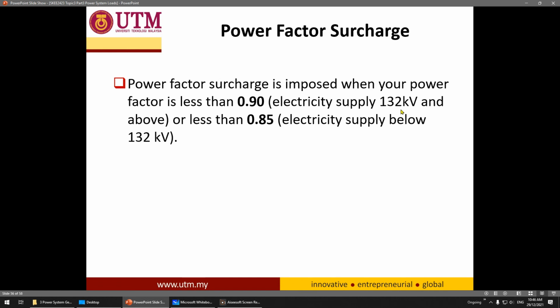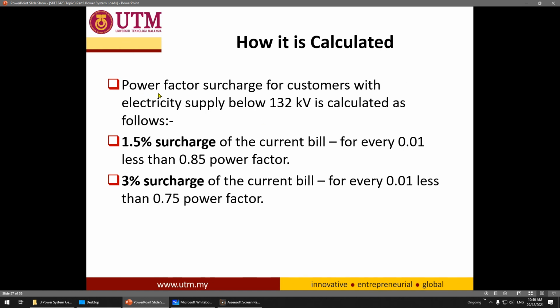For 132 kV, and if you are lower than 132, it is 0.85. So you have to make sure that your load power factor is more than 0.85. How to calculate the power factor surcharge for a customer with electrical supply below 132 kV? It is calculated as follows: 1.5% surcharge of the current bill for every 0.01 less than 0.85 power factor, and then 3% surcharge of the current bill for every 0.01 less than 0.75 power factor.